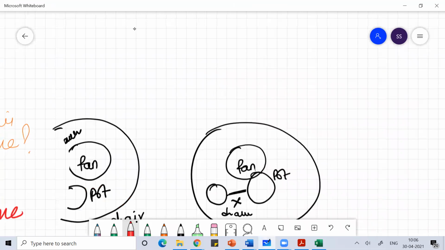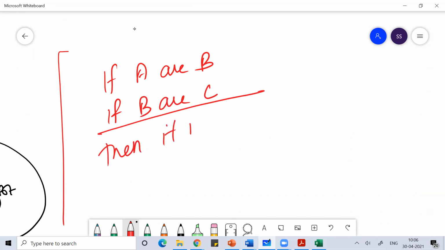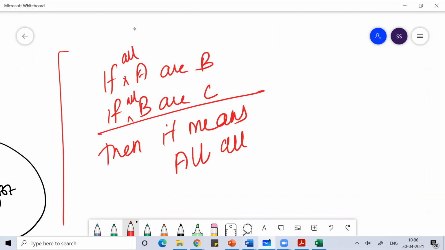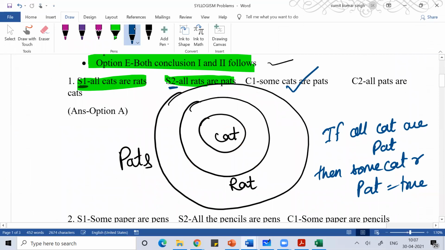So guys, I hope you are understanding this part. If all A are B, and all B are C, then it means all A are C. And if all A are C, then some A are C is definitely true. Then this conclusion is definitely true.